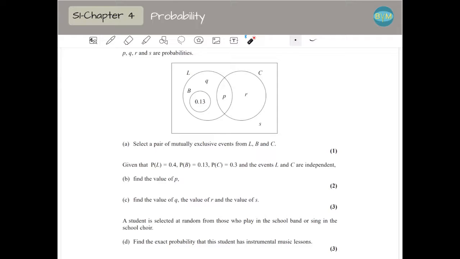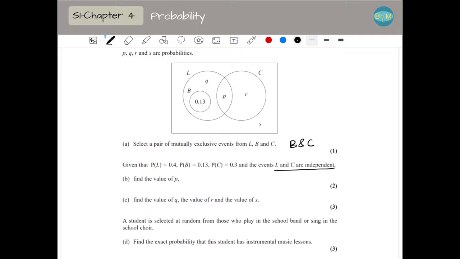Anything that has no intersection will be mutually exclusive. So B has no intersection with C. That could be one of them. Select a pair. So B and C. And we don't have anything else. Then, given that the probability of L is 0.4, the probability of B is 0.13, and the probability of C is 0.3, and L and C are independent, so don't ignore this line because it will help.